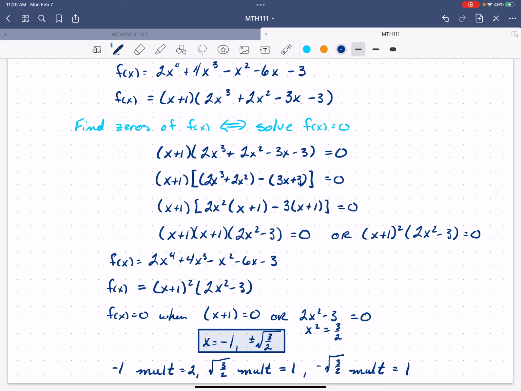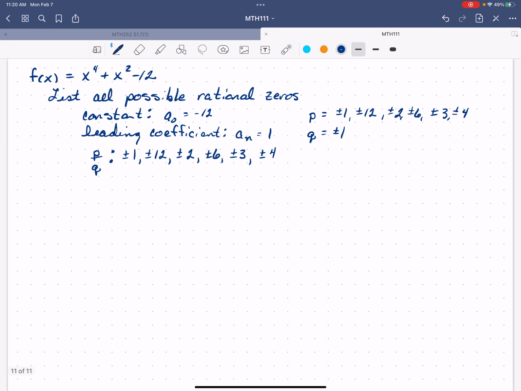Okay, let's take a look at our other example. So when we first started working with this guy, this x to the 4th plus x squared minus 12, I mentioned that he's quadratic in form, and so we could factor him.